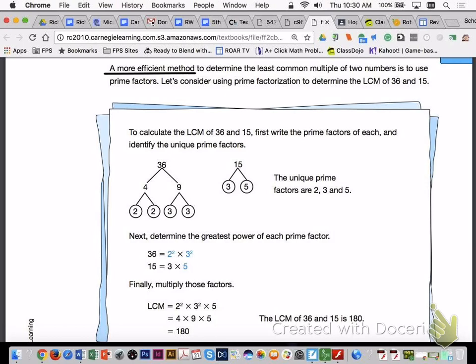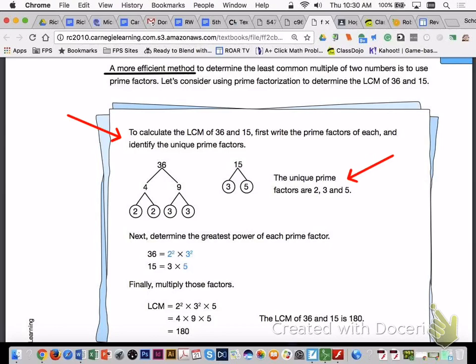A more efficient method to determine the least common multiple of two numbers is to use prime factors. Let's consider using prime factorization to determine the LCM of 36 and 15. To calculate the LCM of 36 and 15, first we want to write the prime factors of each number and identify the unique prime factors.